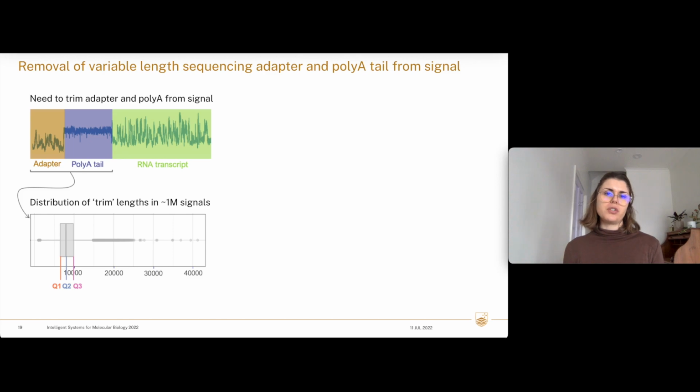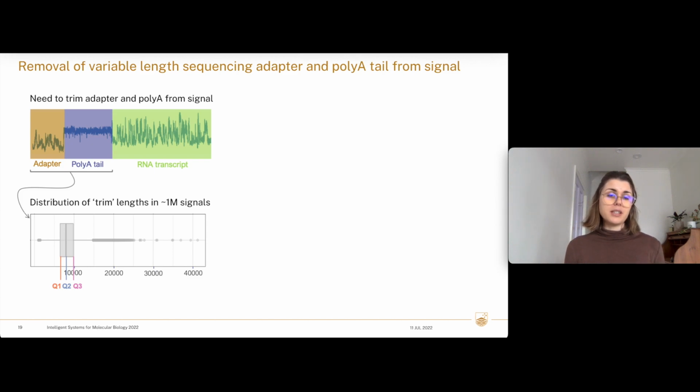So there were a few intricacies with getting RISER integrated with the read-until API and working in real time. And one of the challenges that I thought worth pointing out here is how we deal with the first part of the nanopore signal. So you can see that the nanopore signal contains first the adapter, then the poly A tail, and then the RNA transcript.